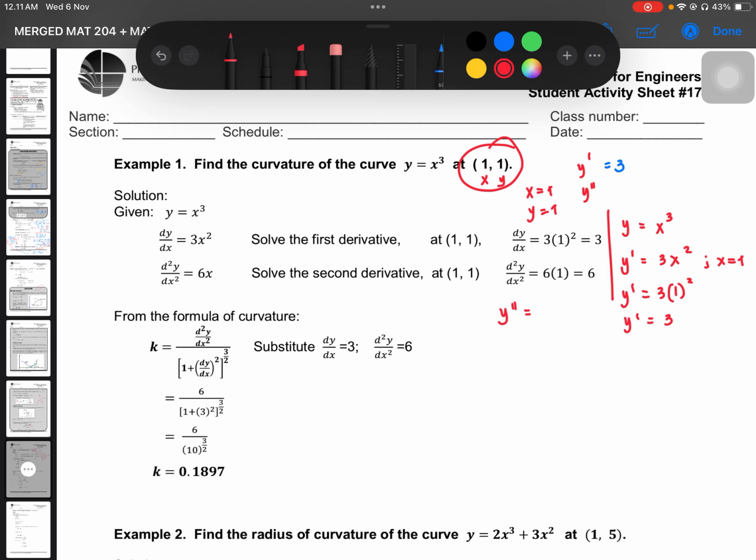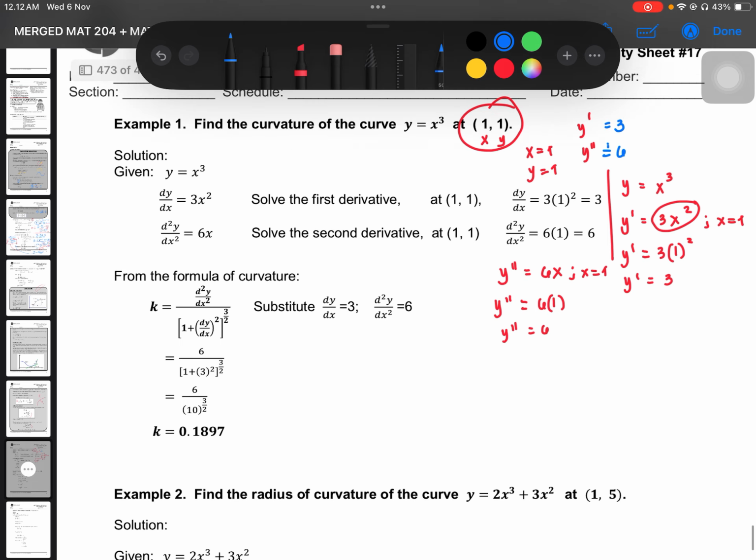And the second derivative is the derivative of the first derivative. Okay, so ano ang derivative ngayon ng 3x squared? It is 6x. And sabi nga natin, x ulit is equal kay 1. So, x is equal to 1. So, y double prime is equal to 6 times 1. Therefore, y double prime is equal to 6. So, alam na natin na y double prime is equal kay 6.